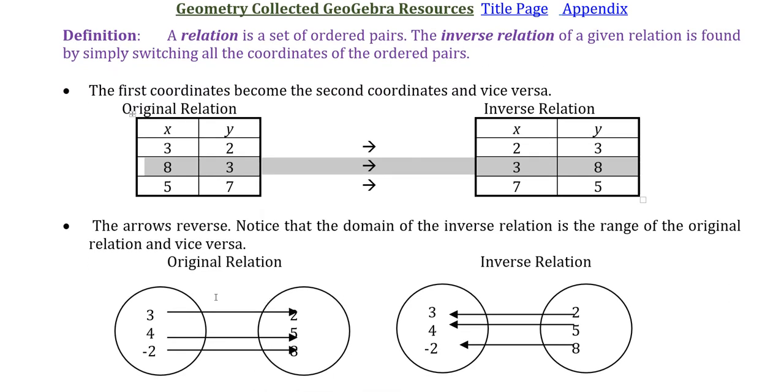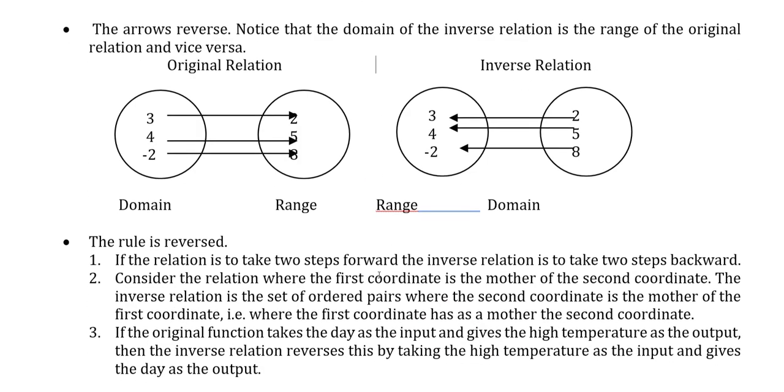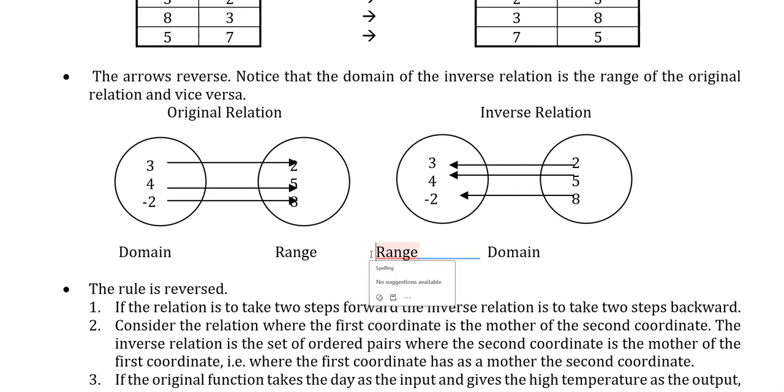Okay, and then if you do it as an arrow diagram, those arrows reverse. So you have 3 going to 2, 4 going to 5, -2 going to 8. You just reverse the arrows. 2 goes to 3, 5 goes to 4, and 8 goes to -2. So that means that the domain and range are just going to swap places with each other.